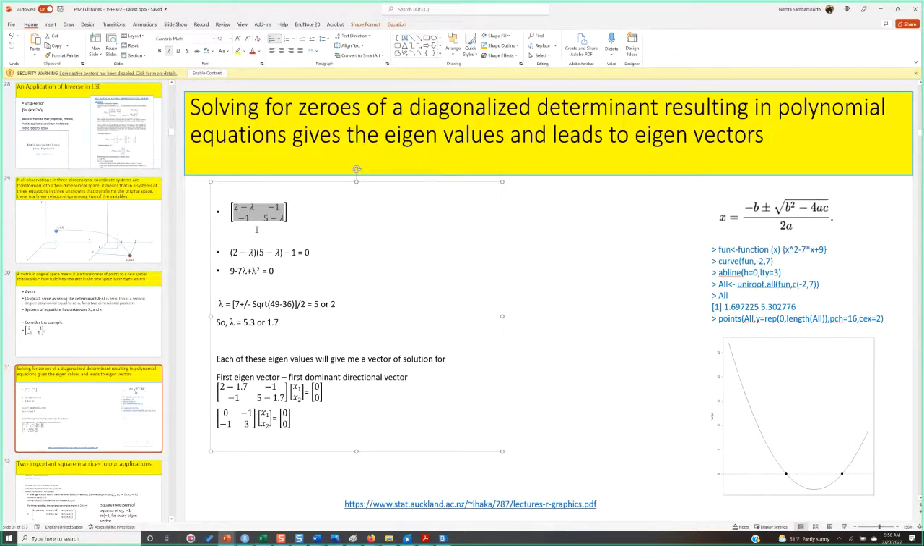The determinant for a 2 by 2, you know how to do it. Very simple, you don't have to use the adjoint method. This times this minus this times this. That gives 2 minus lambda times 5 minus lambda minus 1 equals 0, and I simplified it like this. It's a quadratic equation, and the solution is given by the quadratic formula. I apply that and get this value.